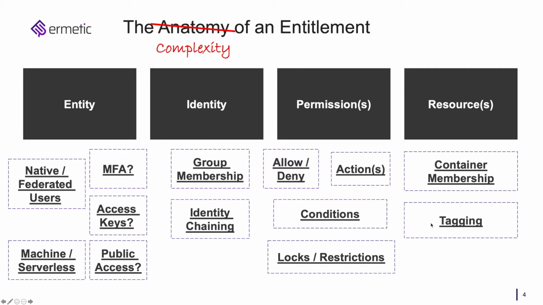So now, this image we see in front of us tries to explain really the complexity of entitlements based off of what we talked about in the previous slide. We can see all the different considerations we need to consider when calculating the entitlement of a single entity. We can have a scenario of a federated user that has the ability to assume a role that belongs to a group and has both permissions at the group level and attached to the identity itself.